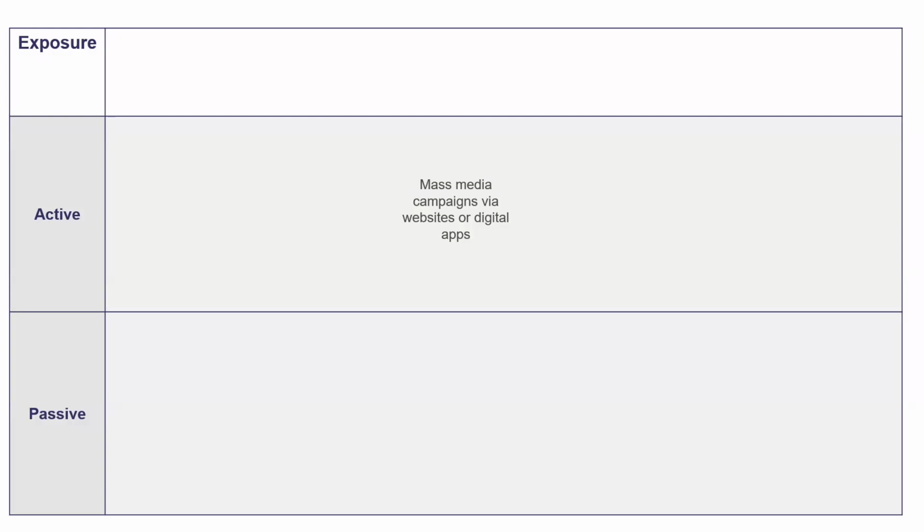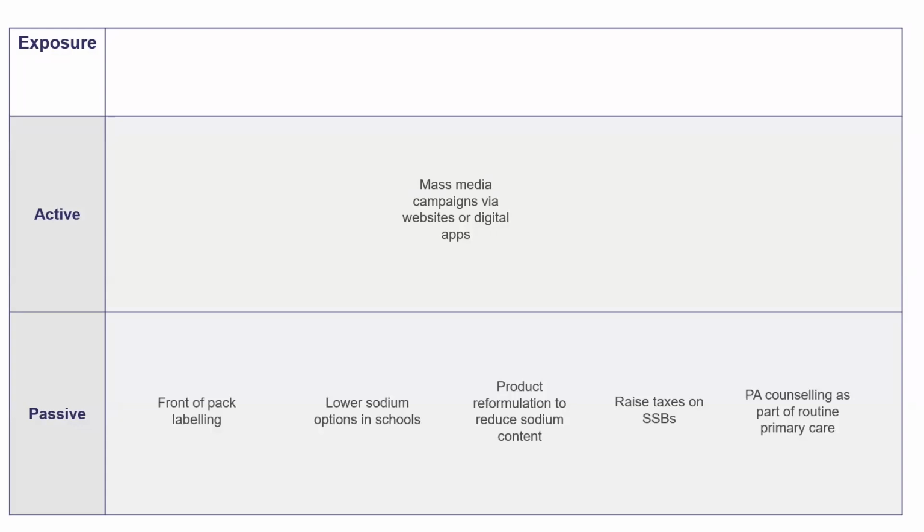But we have a wealth of examples of these passive exposures whereby individuals can be exposed to nutrition labels on the front of packets when they're visiting the supermarkets. When they are attending school, they may be exposed to lower sodium options in the school canteen. There may be product reformulation of commonly used products to reduce sodium content, and so people would come across that as part of their daily food consumption.